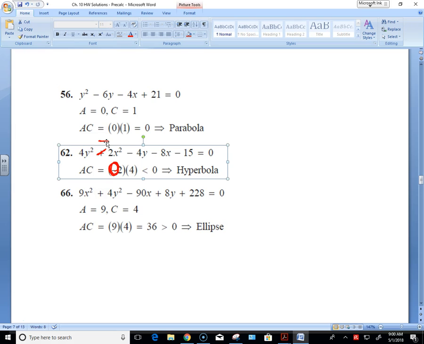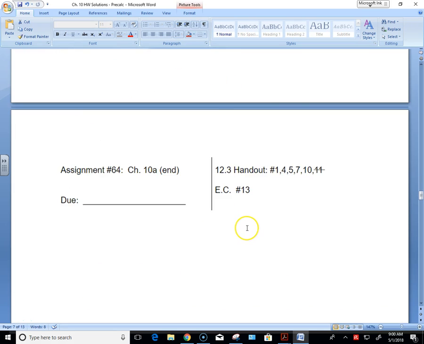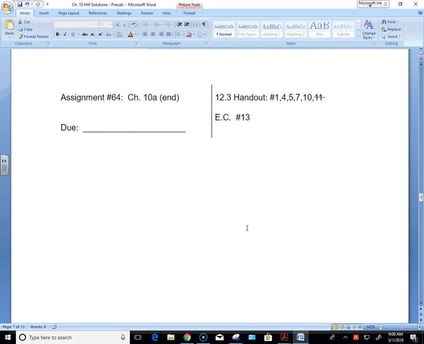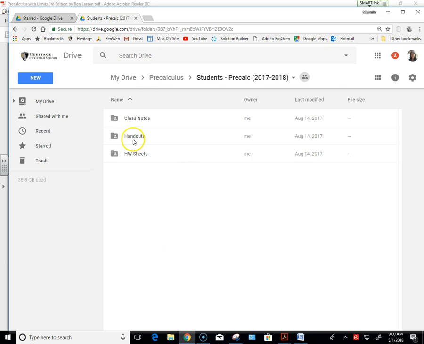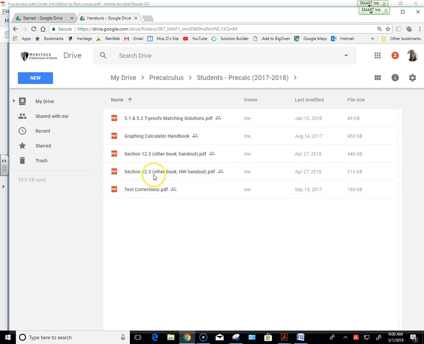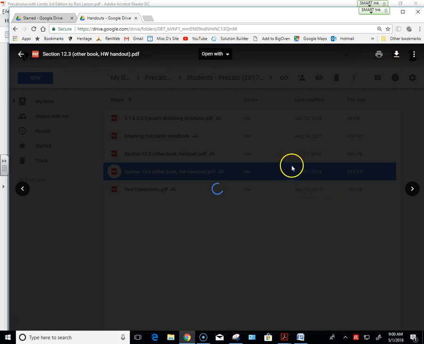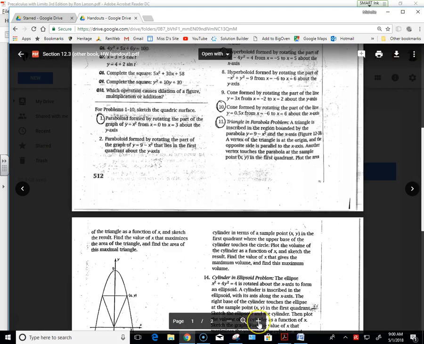I think we were supposed to grade it yesterday, and something went wrong. I apologize for that. Let's go peek at the one where you guys were sketching last night. The handout, section 12.3. The odds were 1 and 5 and 7, and the only evens were 4 and 10. So I'm pulling up 4 and 10 so that we can peek at it. You guys should have it already written down. Number 4.